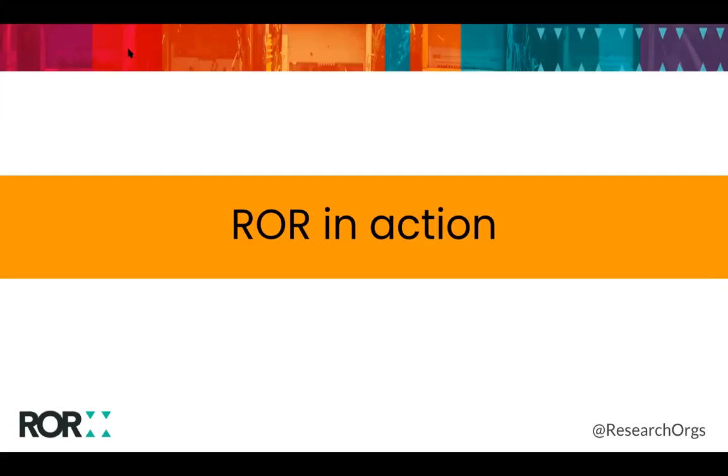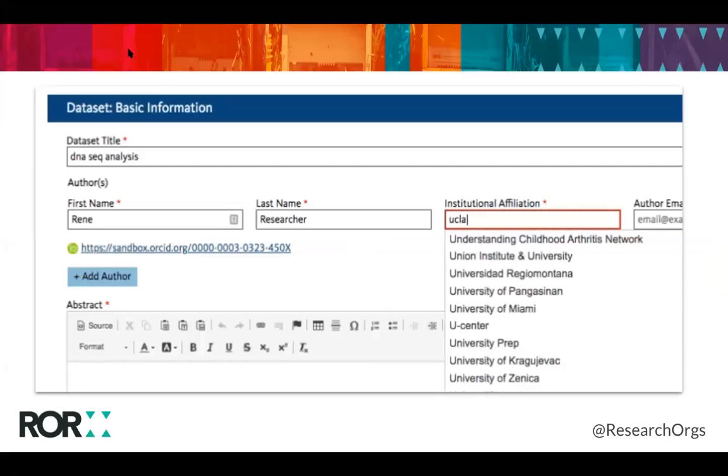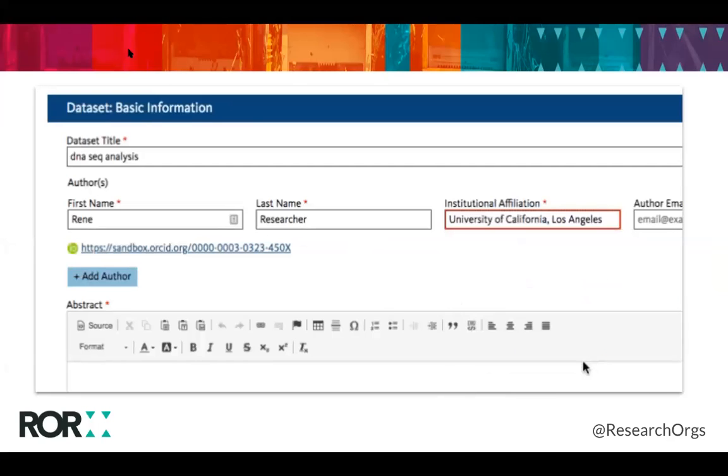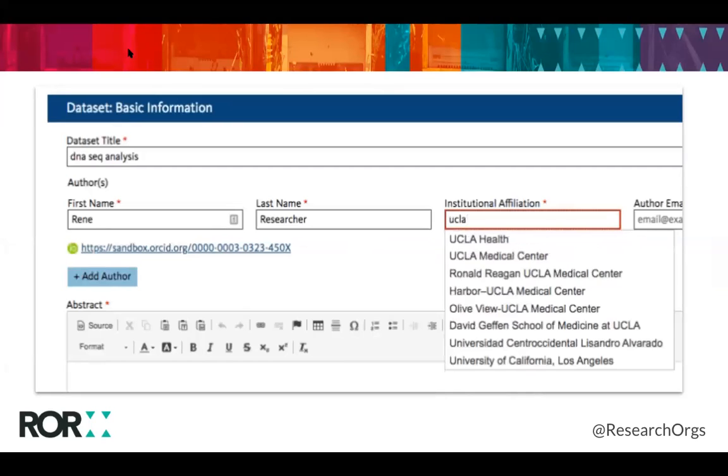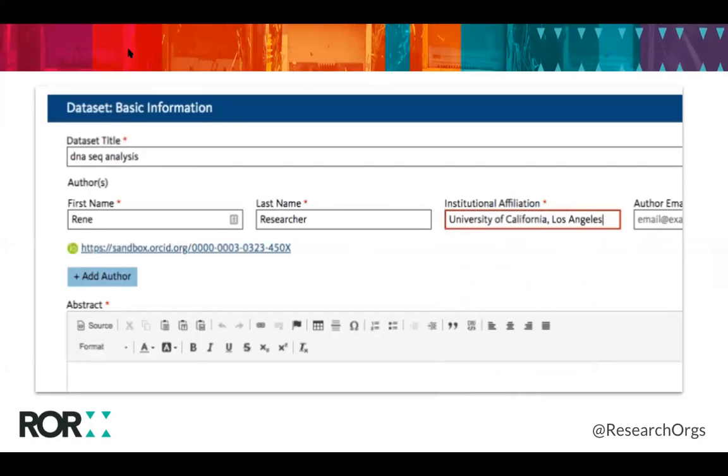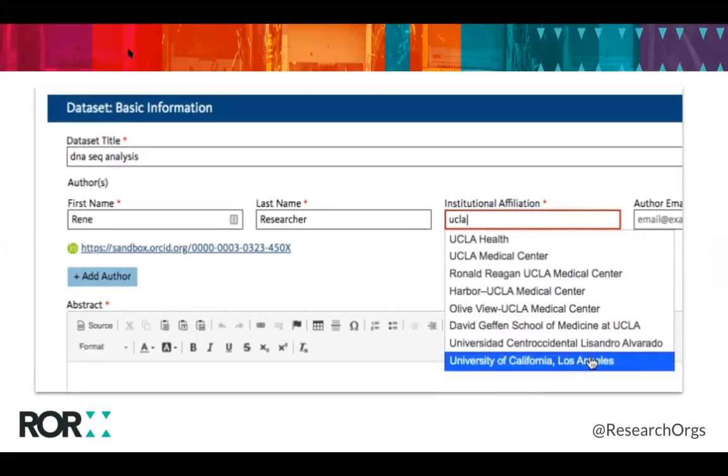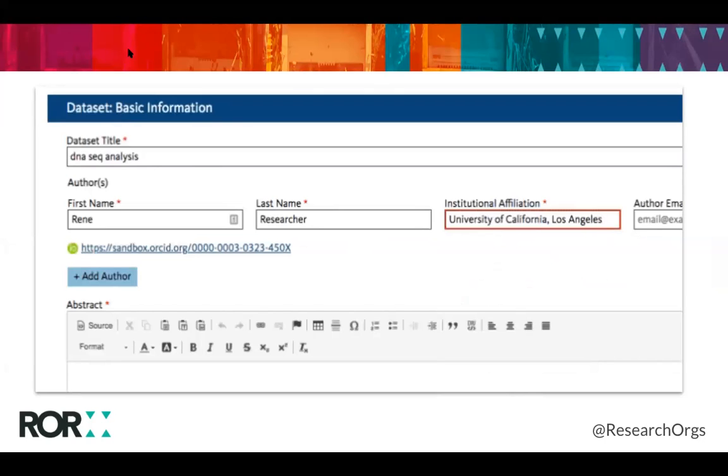Now let's see how ROR IDs can be used to identify researcher affiliations using the real-life example of Dryad. When a researcher submits a dataset to Dryad and is asked to provide an affiliation, the system will look for an affiliation match based on what the researcher types. The researcher can then choose the right match from the list. In this case, the researcher's affiliation is University of California, Los Angeles, or UCLA.